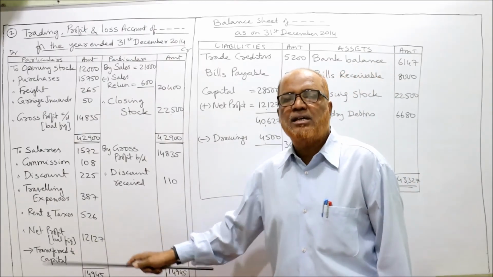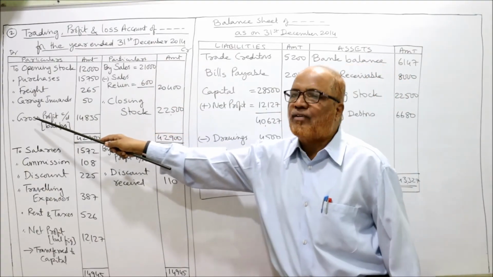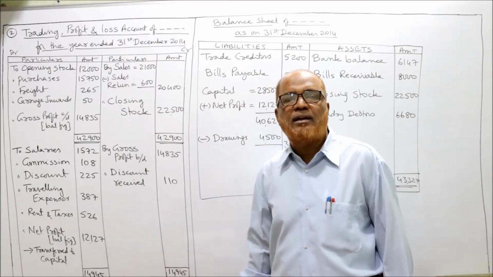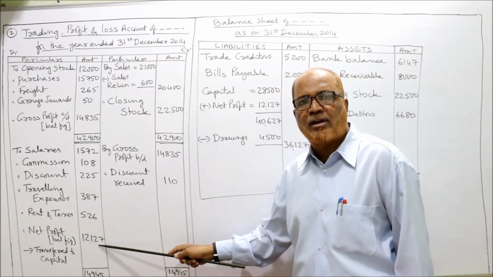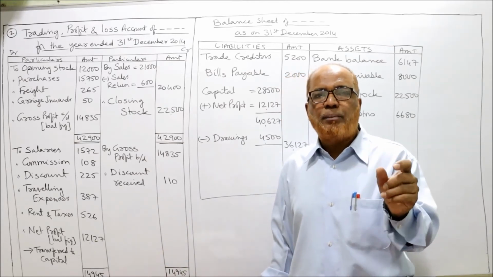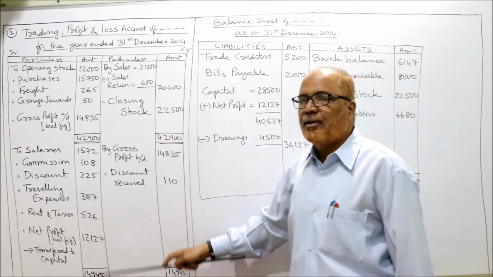This balancing figure is the net profit. The objective of making trading account is to find out the gross profit. And the objective of making the profit and loss account is to find out the net profit. The net profit is 12,127. This will be transferred to capital. Net profit will be added to capital. That's it. So we have completed trading profit and loss account.